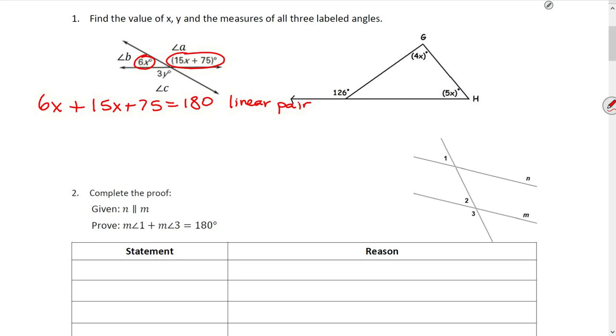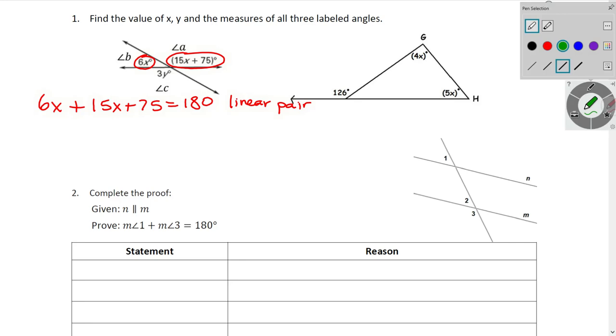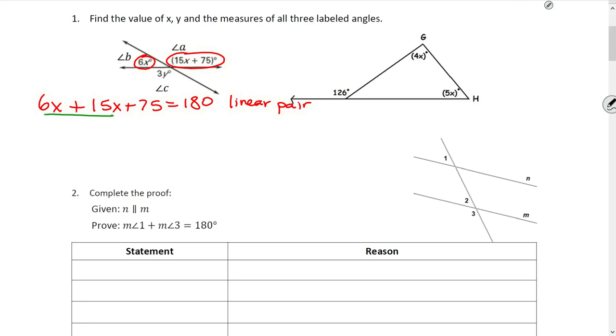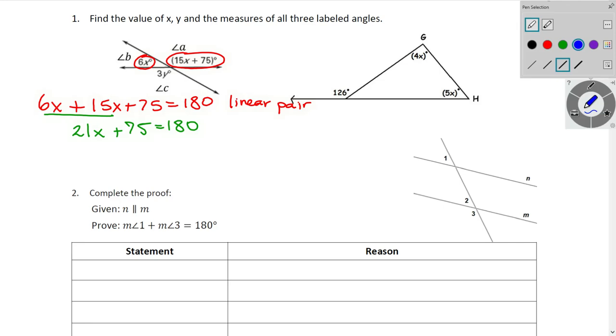It doesn't say you have to explain why, but that's a good habit to get into. Now, if I combine like terms, I add 6x and 15x, and I get 21x plus 75 is equal to 180. I want to get all the x's on one side and the constant terms, the whole numbers, on the other side. I already have my x's on the left, so I move the plus 75 to the other side by doing the opposite, minus 75, to both sides. And I get 21x is equal to 105.